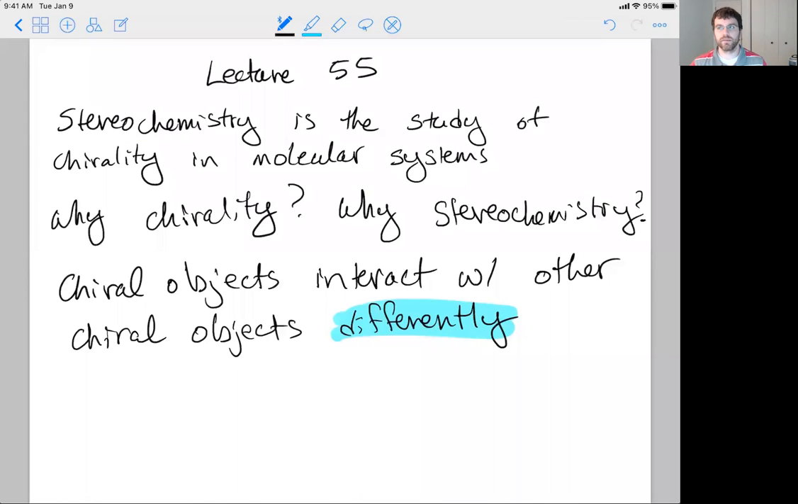In this video, we're going to continue our discussion of chirality as it applies to molecules and really get into this idea of stereochemistry. So what I want to do is bring back up that definition of stereochemistry. We had one definition, but now that we have a better appreciation for chirality, I want to put it in the context of chirality. Stereochemistry is the study of chirality as it applies to molecular systems, as it applies to molecules.